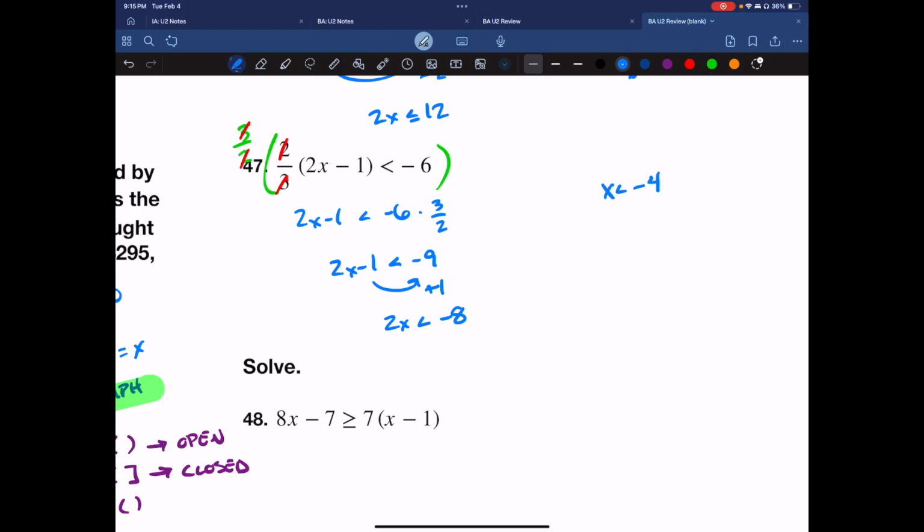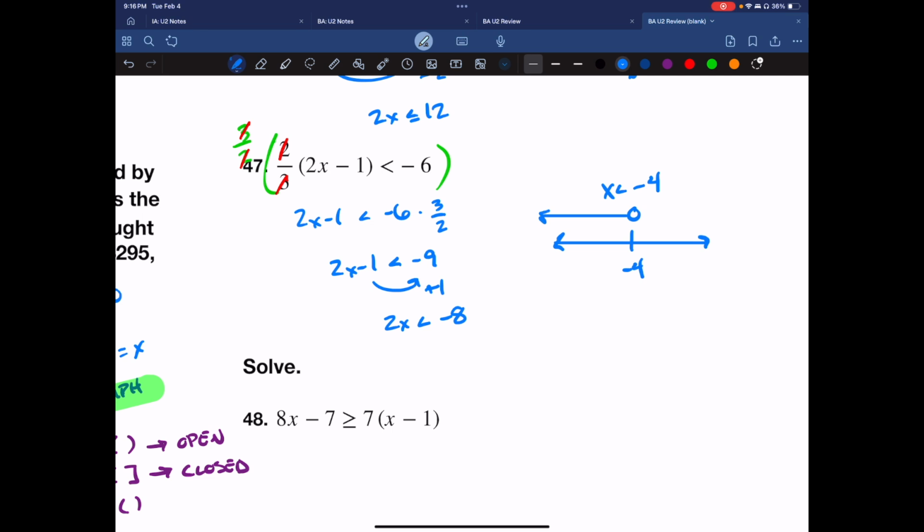Notice, I divided by a positive, so my inequality sign didn't change. I was dividing into a -8, but it only matters if I'm dividing by a negative. So my sign didn't change. Again, if you're struggling with that, you can graph it and test it out. So I got -4, open circle, shade to the left.